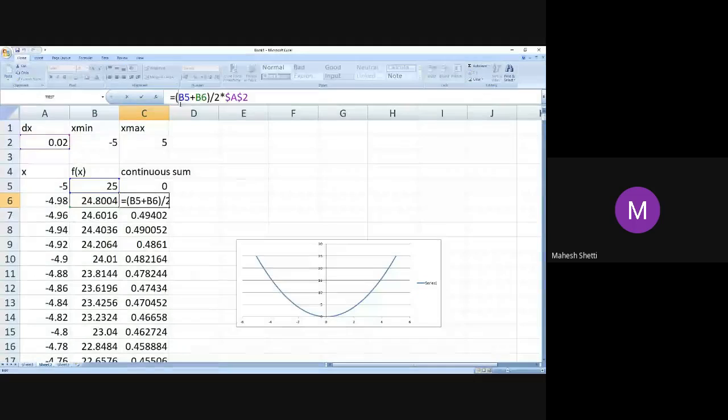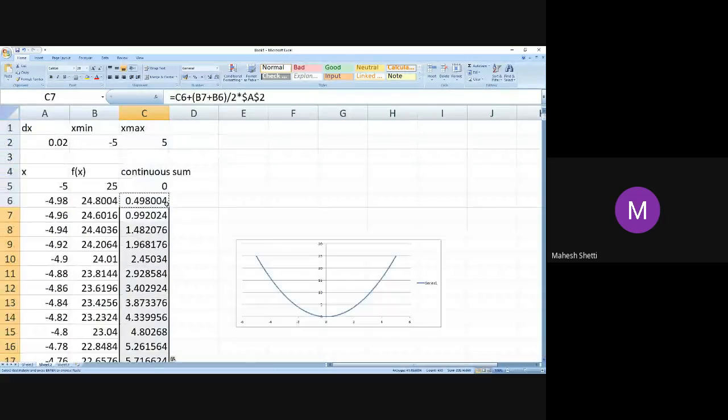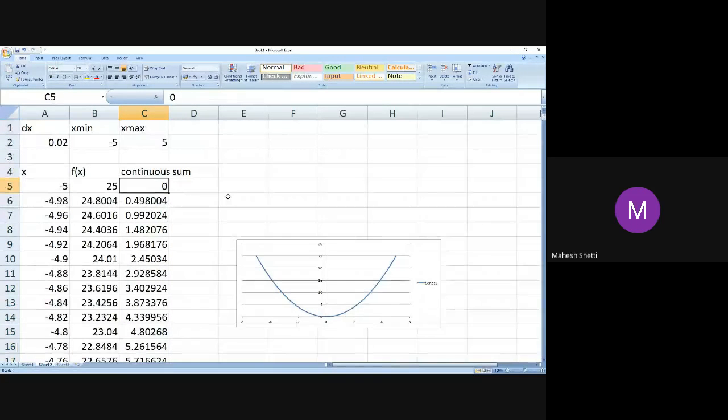I made a mistake here. What I'm doing is I'm only... I have to add the earlier cell continuous summation plus I have to take the average of this plus this, divided by 2, multiplied by $E$. I had made a mistake, so let me write the formula here.